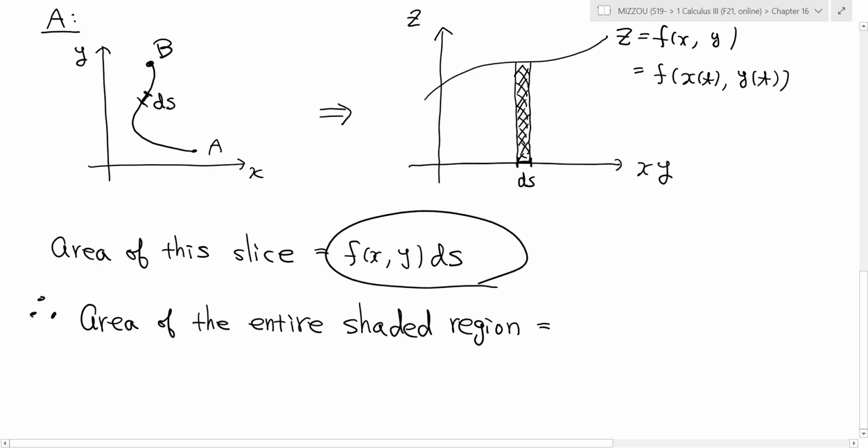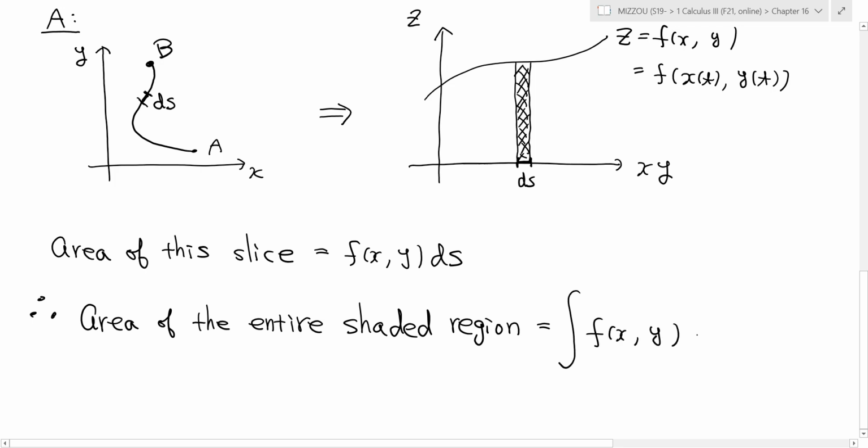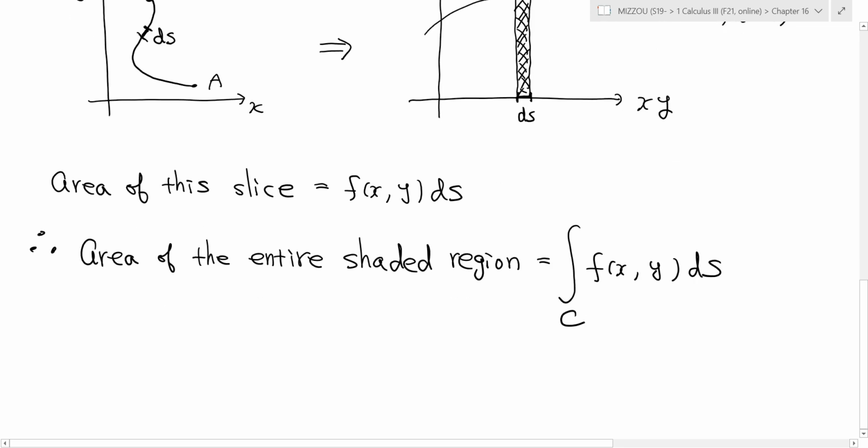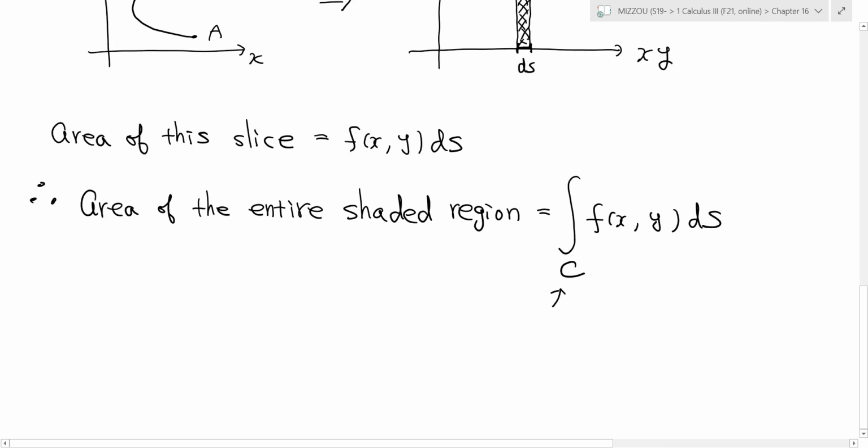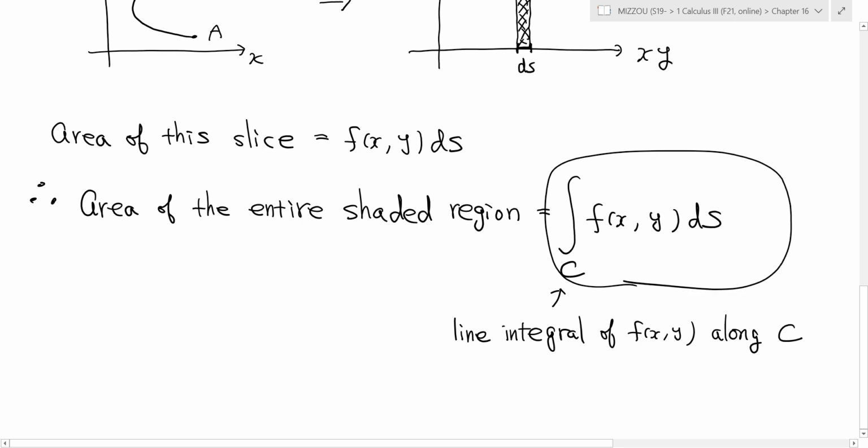But what do you mean by putting them together? Well, by integrating the area of the thin slice over the curve C. And this is called the line integral of f of x, y along the curve C. So this one is the line integral of f of x, y along C. But of course, this itself doesn't tell you how to explicitly compute it.